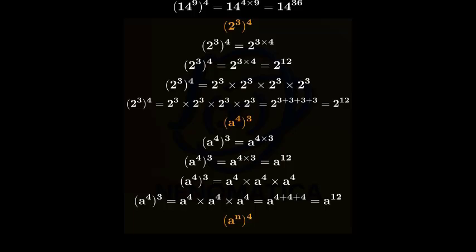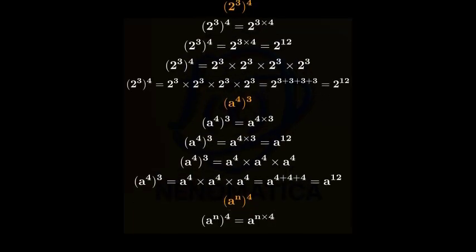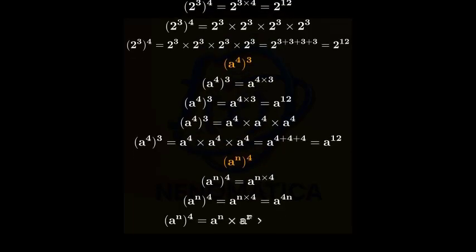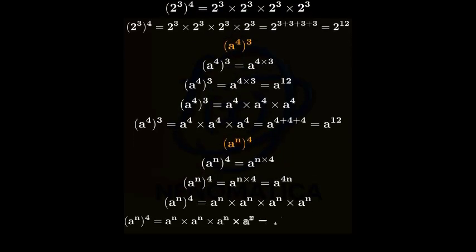Using our power of a power rule, a to the power of n raised to the power of 4 equals a to the power of n times 4. Simplifying, this equals a to the power of 4n. Let's also show the expanded form. This would be a to the power of n multiplied by itself 4 times. Adding the exponents, we get a to the power of n plus n plus n plus n, which is a to the power of 4n.